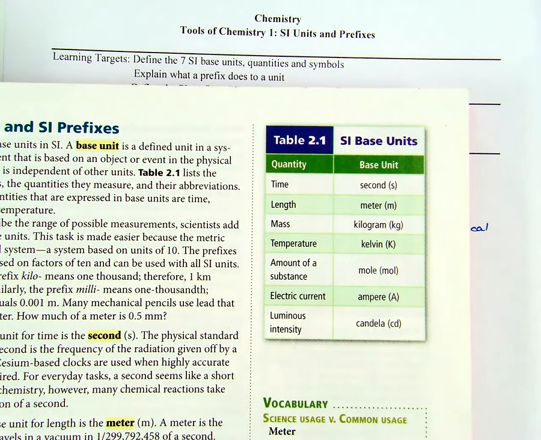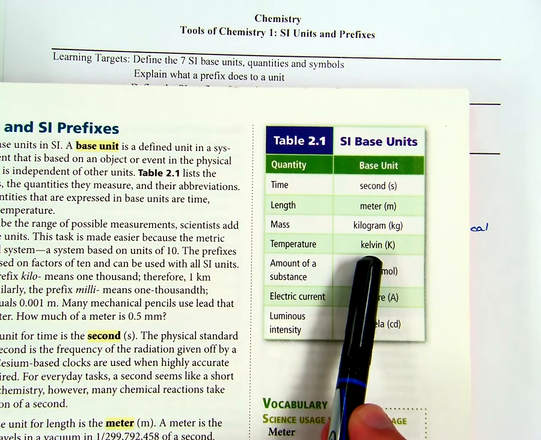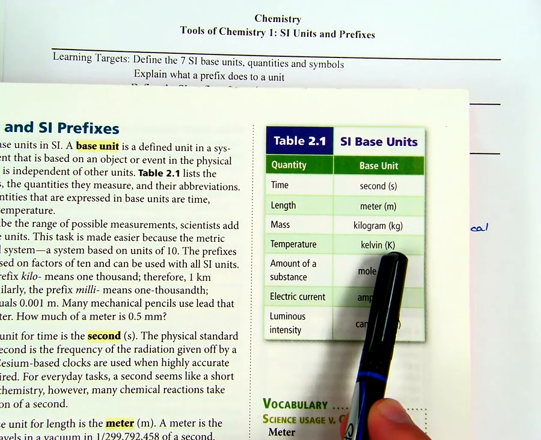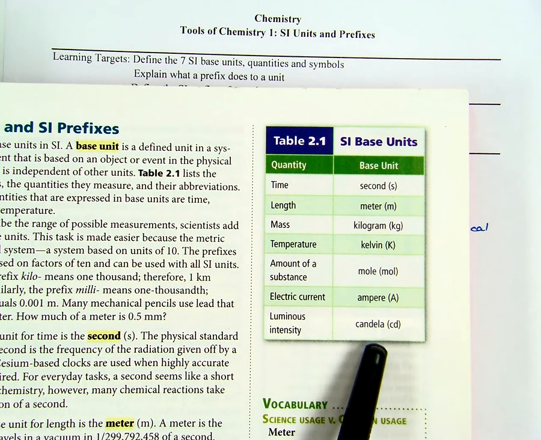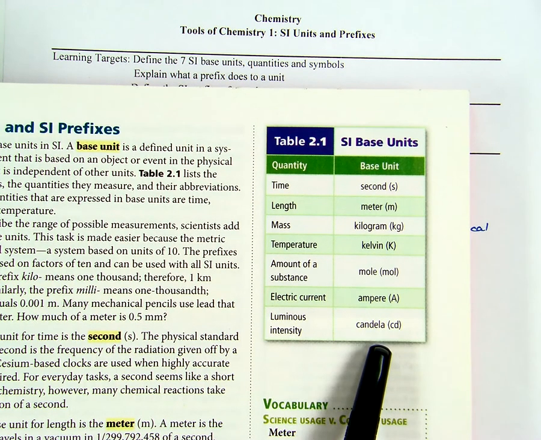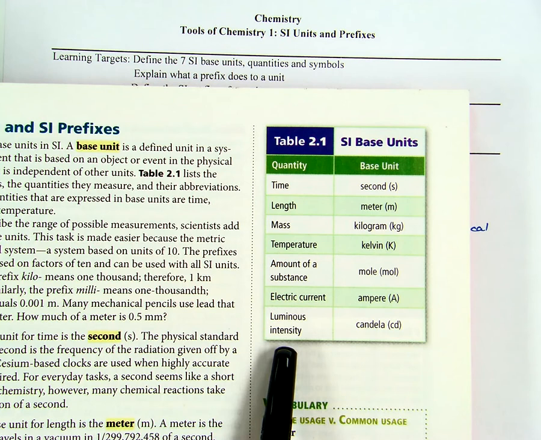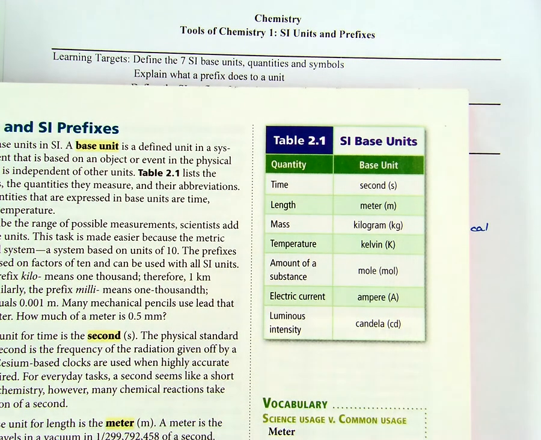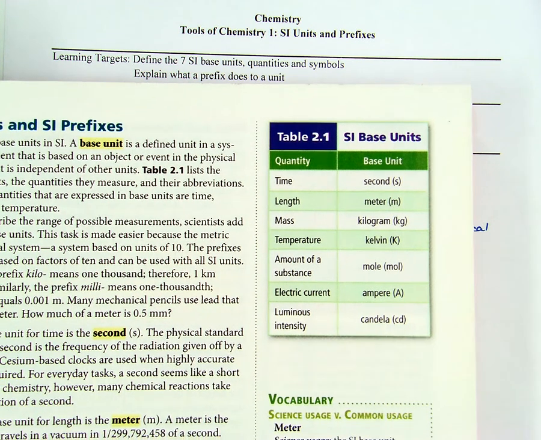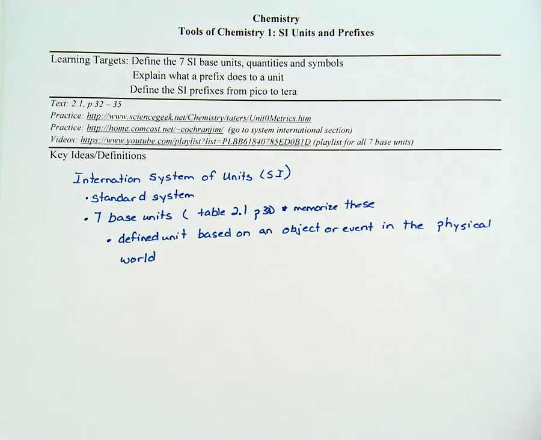So for example, if I asked you, what is the base unit for temperature? You would need to know it is the Kelvin, and the symbol is the capital K. Likewise, I could say the candela, or sometimes pronounced candela, you would need to know that as the base unit for luminous intensity, and its symbol is the lowercase cd. So spend a few minutes working on memorizing those over the next few days, and you'll have those down. So there are these 7 base units.